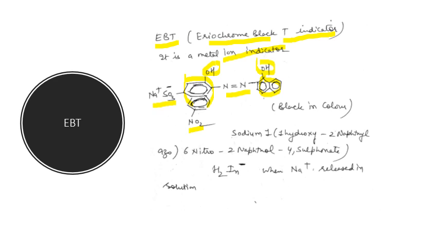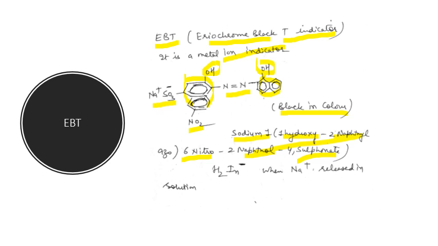So it is black in color. Eriochrome black T indicator is black in color. But when it is dissolved in water, it forms various ionic species which have different colors. If we see its chemical name, that is sodium 1-(1-hydroxy-2-naphthylazo)-6-nitro-2-naphthol-4-sulfonate.